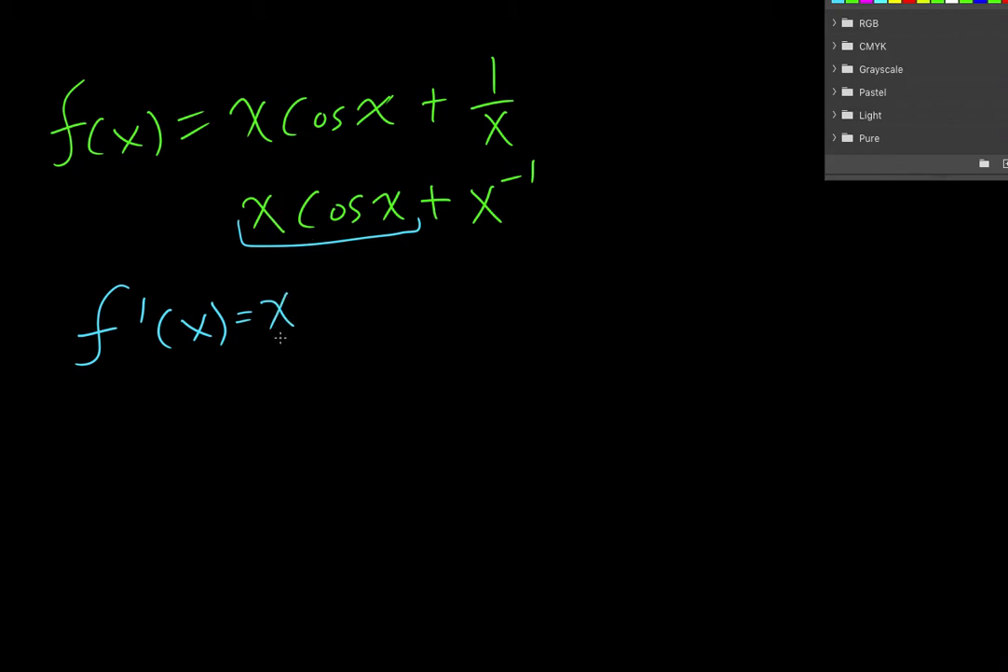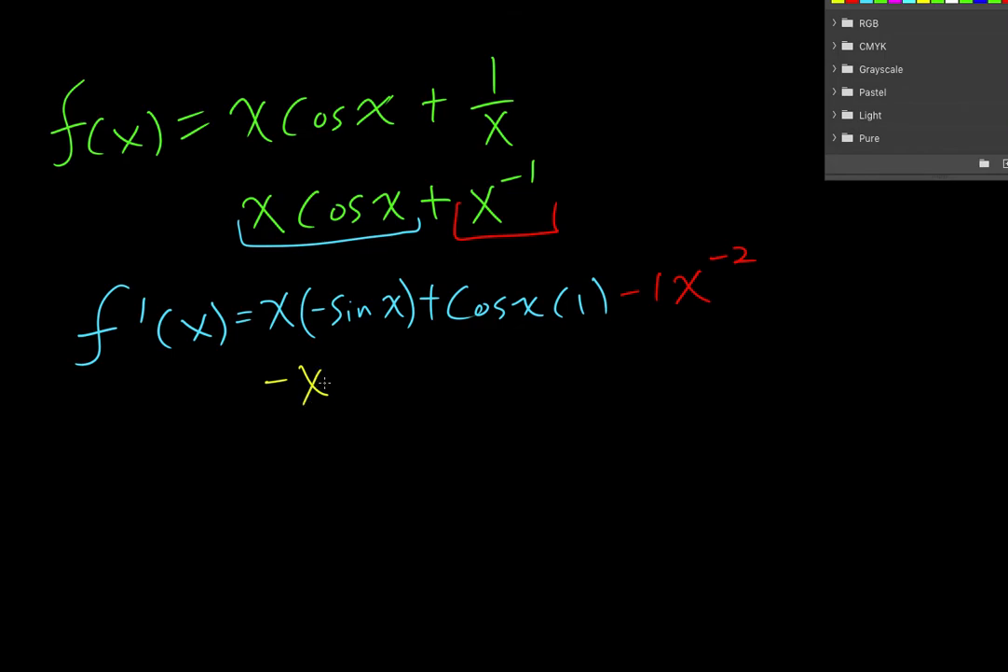So you write the first one, then you write the derivative of the second one, which is negative sine x, plus the second one times the derivative of the first one. Okay. And then, looking at this one, taking the derivative of that, it's going to be negative 1, bring down the negative 1, x to the negative 2. Okay, I'm going to clean this up just a little bit. So I'm going to get negative x sine x plus cosine x minus x to the negative 2.